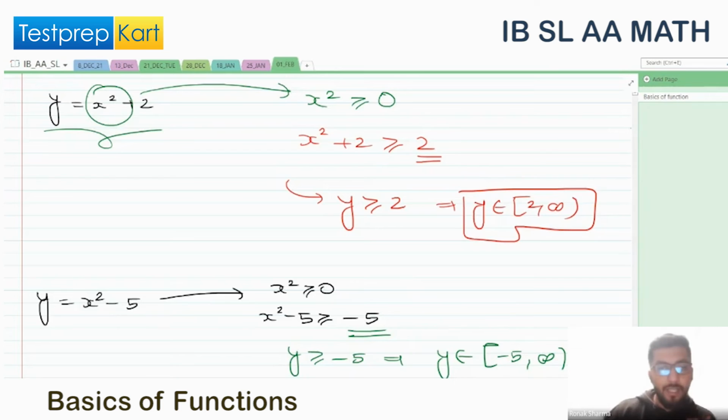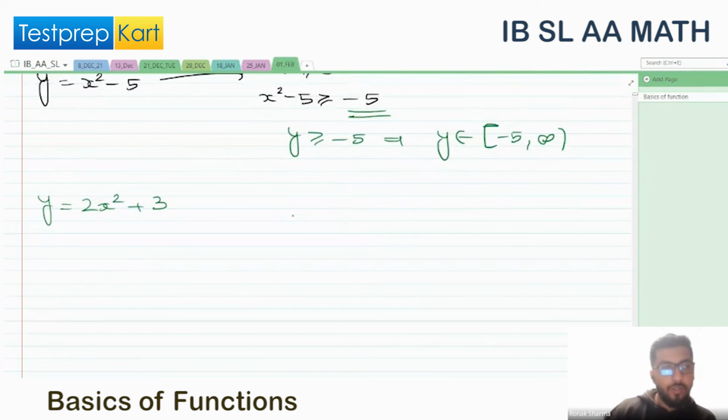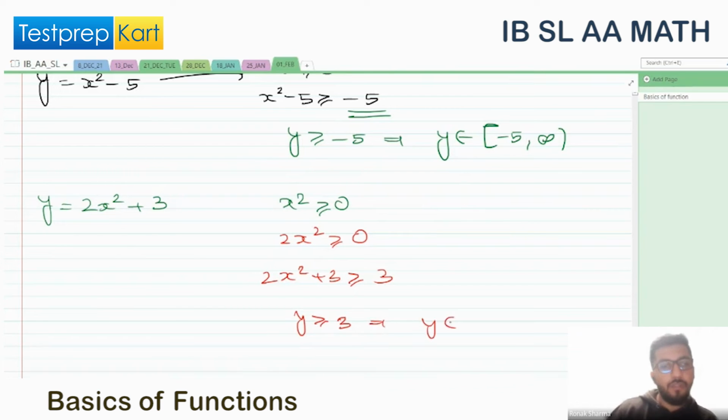Now, it can be like this also. They can mold it any way, like 2x square plus 3. Then x square, we know, is greater than or equal to 0. If I multiply by 2 on both sides, 2x square is greater than or equal to 0 only. So 2x square plus 3 is greater than or equal to 3. That means y is greater than or equal to 3. So the range is y from 3 to infinity.